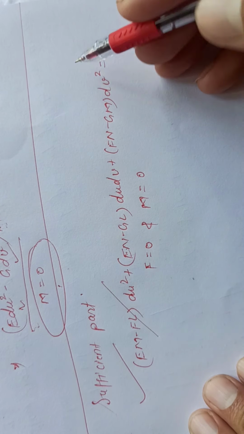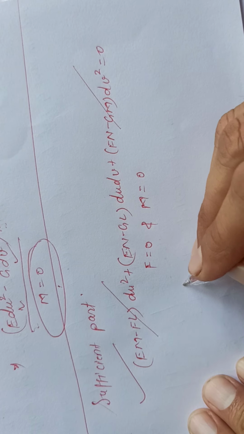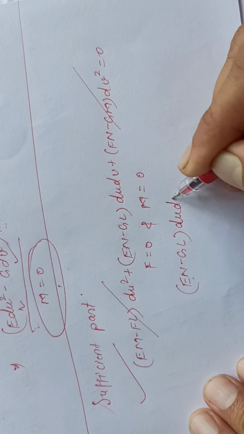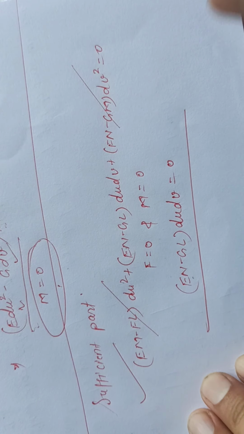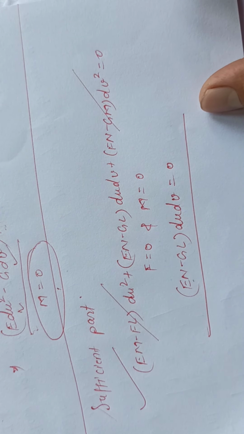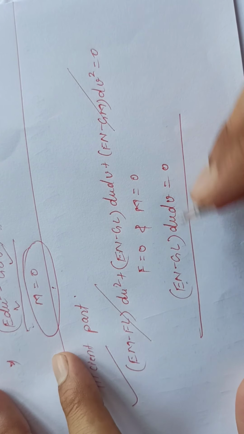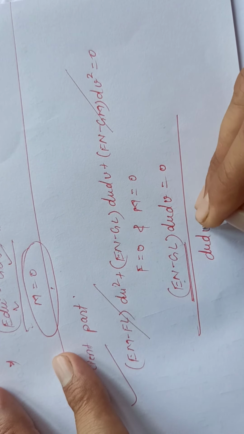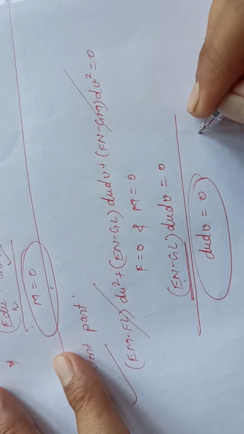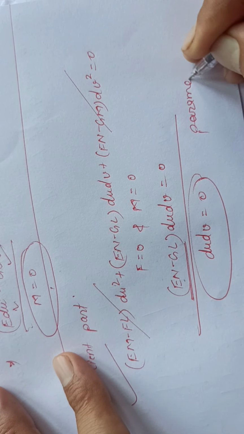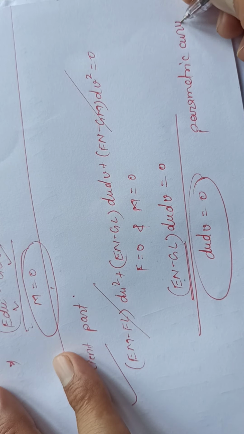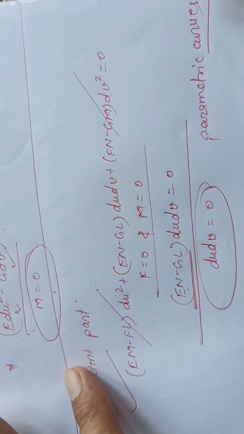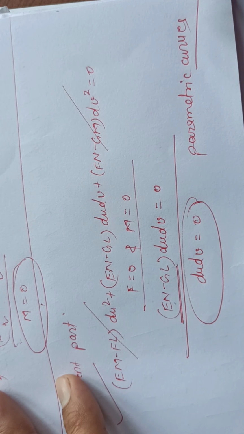F equal to 0 and M equal to 0 reduces this equation to (EN minus GL) du dv is equal to 0. As first and second order fundamental magnitudes are point specific on a surface, this difference is not identically 0. That means du dv must be 0, which is the equation of the parametric curves. So, our lines of curvature with F equal to 0 and M equal to 0 will be along the parametric curves.